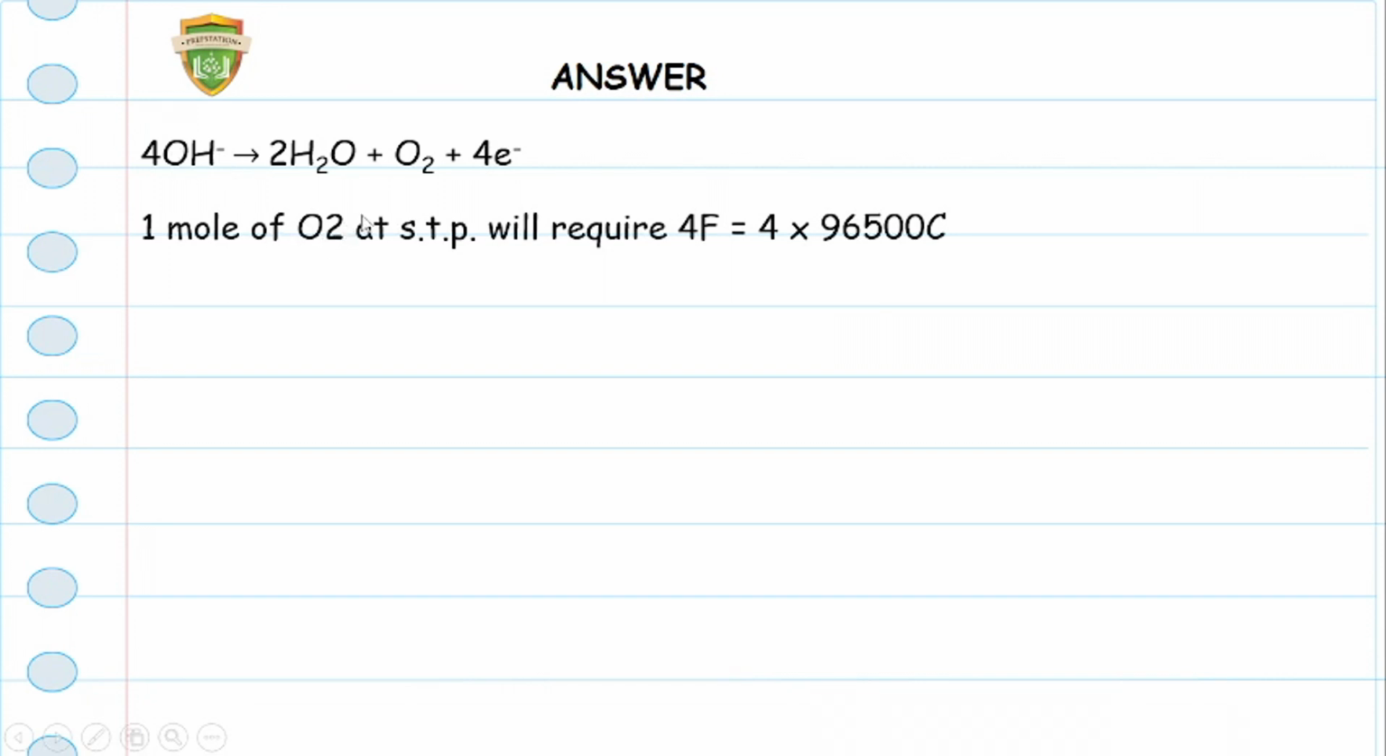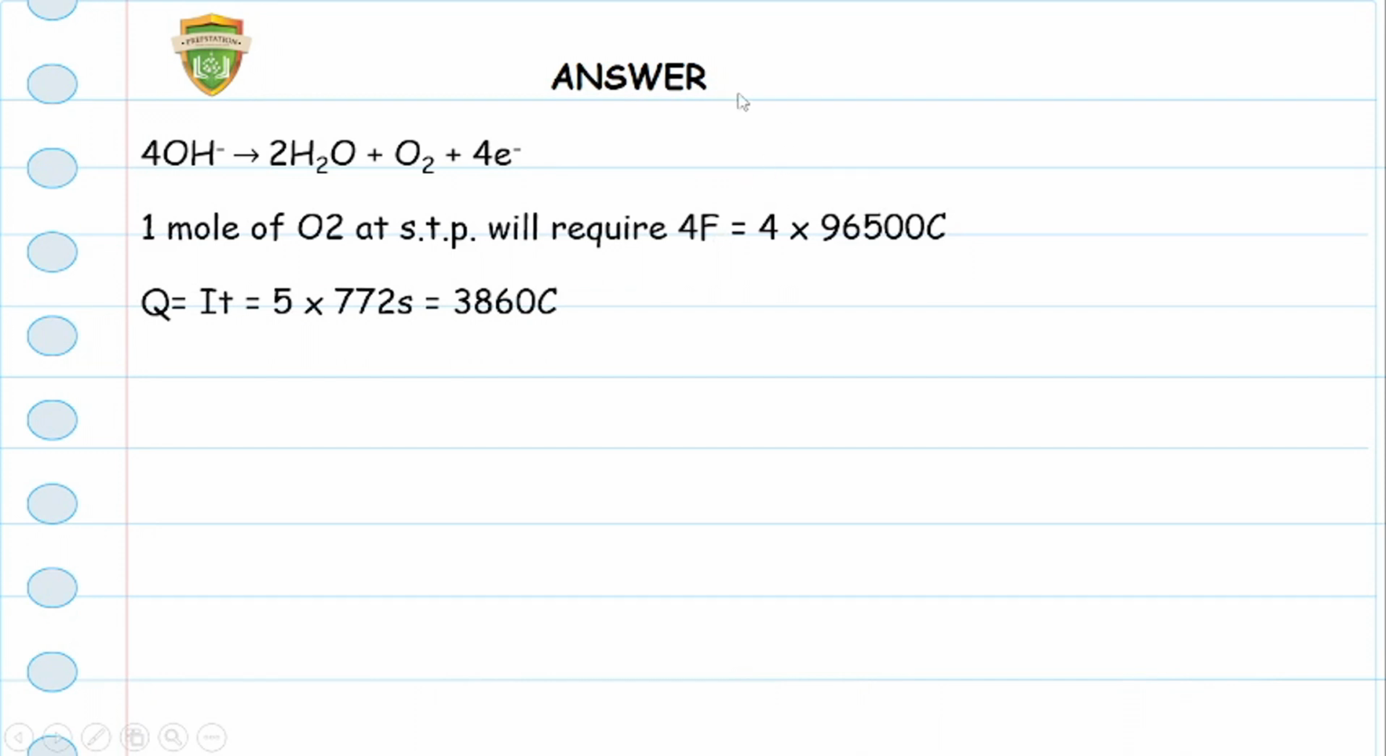Now, 1 mole of oxygen at STP will require 4 Faradays. How do I know this? Because when you write the formula for the acidified water, you find that there are 4 electrons here. That means that oxygen requires 4 electrons, meaning that 1 mole of it will require 4 Faradays. And we know that 1 Faraday is 96,500 coulombs. So that means that 1 mole of that will be 4 times that.